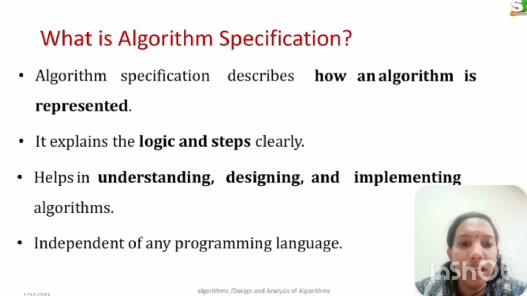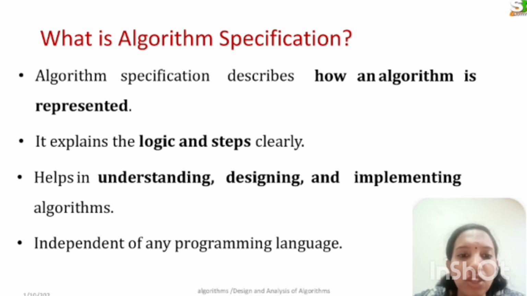Then next is, what is algorithm specification? Algorithm specification describes how an algorithm is represented. It explains the logic and steps clearly, and helps in understanding, designing, and implementing the algorithm independent of any programming language. So the algorithm is written in our own way. Then using that algorithm, we write programs in different programming languages like Python, Java, C++. We have only a single algorithm for writing the program in different programming languages.